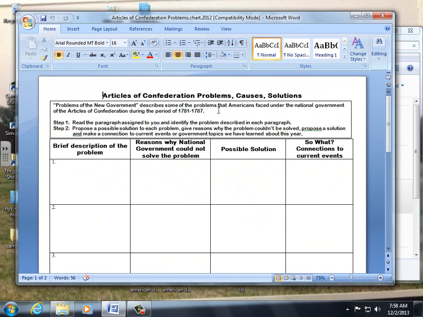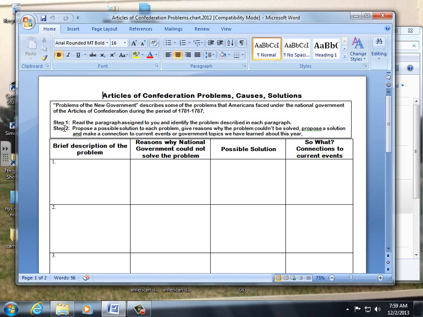It describes some of the problems that Americans faced under the national government through the Articles of Confederation during the time period 1781 to 1787. So you can see it's about the last 2 years of the American Revolution before the Treaty of Paris is signed, and then a couple years following.